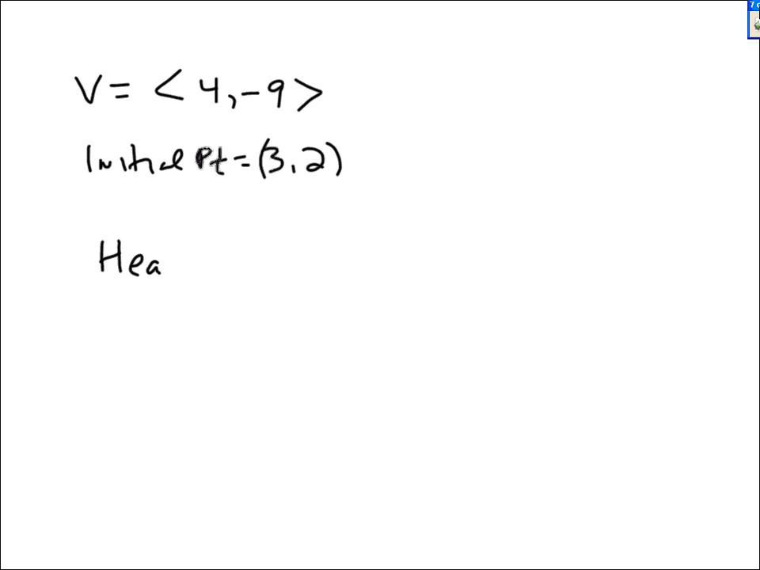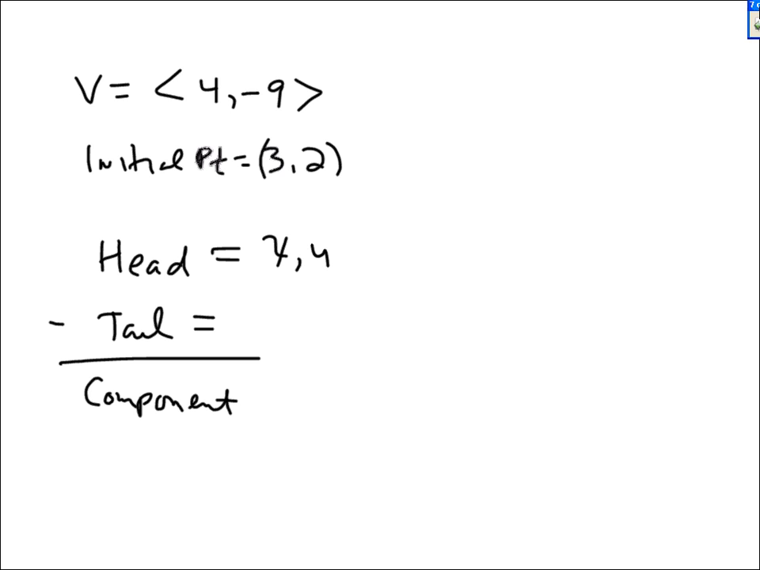Suppose they tell you the component is <4, negative 9>. I know it's the component because of those strange brackets. They tell you the initial point is (3, 2). They want you to find the head. And you just have to remember that the head minus the tail gives you the component. The head, they're asking me for that, so we'll call it (X, Y). The tail, which is the initial position, is (3, 2), and the component is <4, negative 9>.